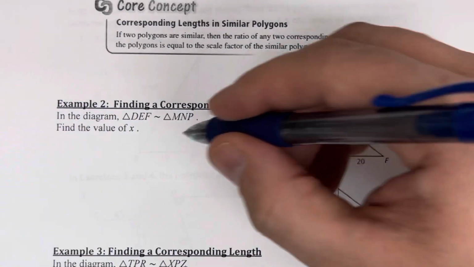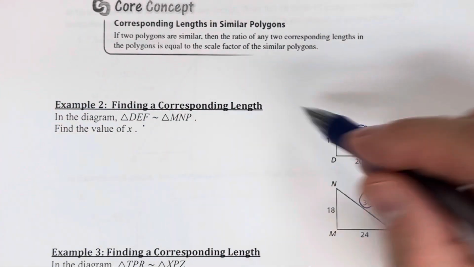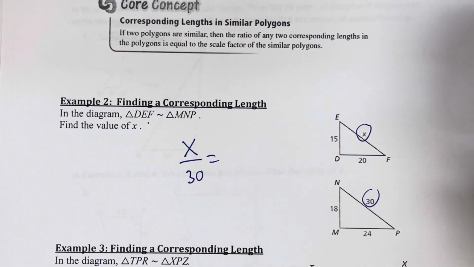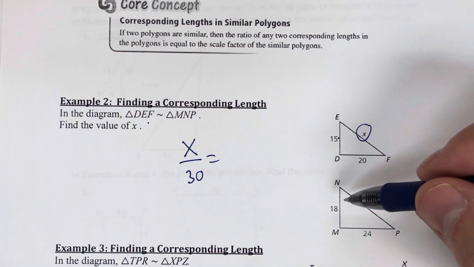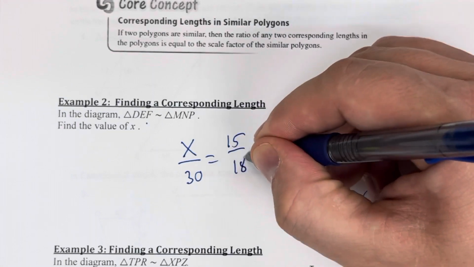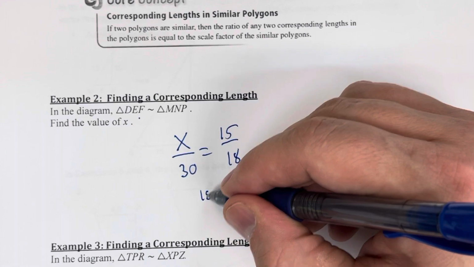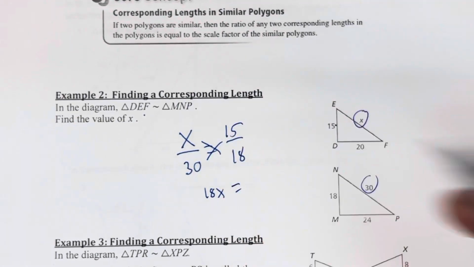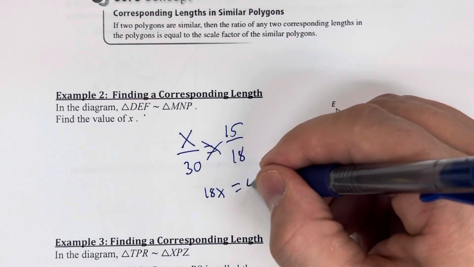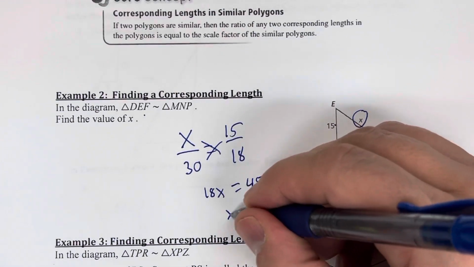So I'm going to go with the little one over the bigger one. X corresponds with 30. X over 30. EF corresponds with NP. So X over 30 is equal to, I could say 15 over 18, or I could use 20 over 24. I'm going to go 15 over 18. And I will cross multiply to solve this. So X times 18 is 18X. And 30 times 15, I'm going to use a calculator for that. 30 times 15 is 450. Divide by 18, and we get 25.